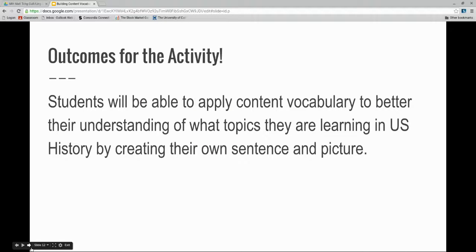So the outcome, the goal of this activity is to really help students be able to apply their content vocabulary, really to help them better their understanding of the topics they are learning about in U.S. history, and just applying their own knowledge to think a little bit more critically about the words and the usage of words.